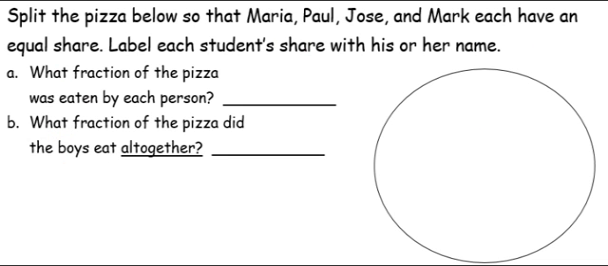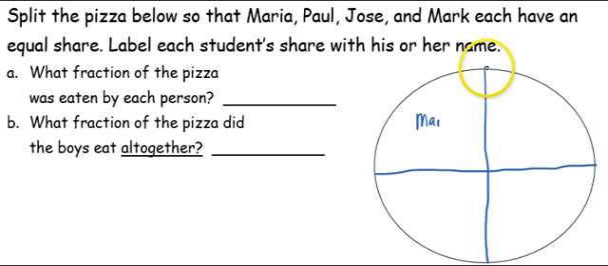Our last question is a word problem. It says to split the pizza below so that Maria, Paul, Jose, and Mark each have an equal share. Label each student's share with his or her name. Well, since we have 4 students, I'm going to divide the pizza into 4 equal shares. And then I'll put each name on the pizza. So we have Maria, Paul, Jose, and Mark.